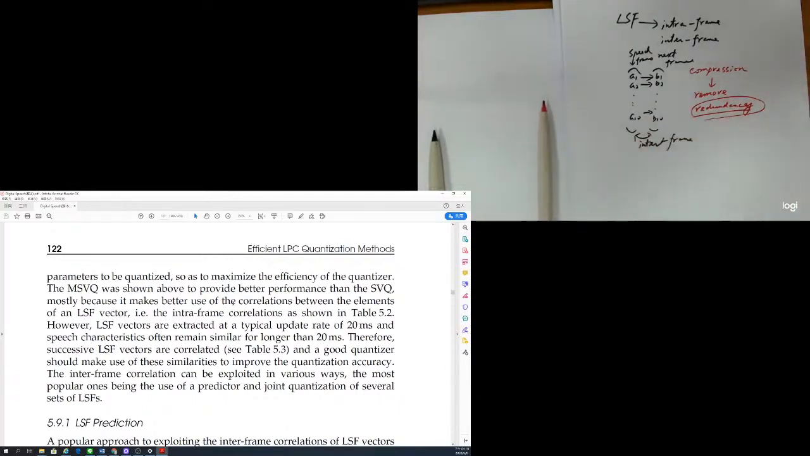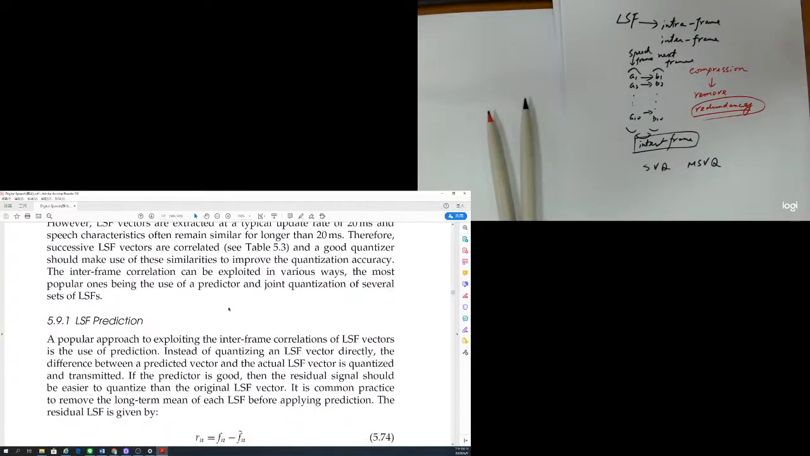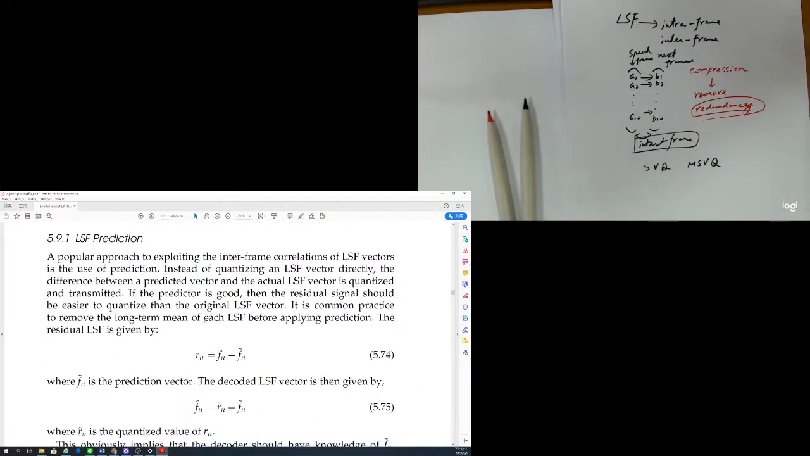Right now, while we're using split vector quantization and multiple stage vector quantization, we consider just one vector. Right now it's possible to do interframe coding, so maybe we can consider interframe coding.